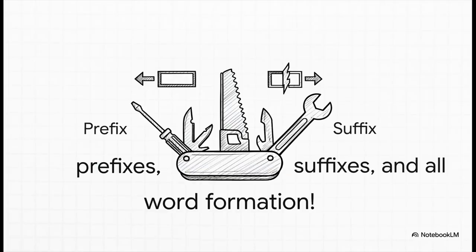And the best part is, this 4-step strategy is like your personal Swiss Army knife for English. It's not just for negative prefixes. This method works for everything. Suffixes, changing verbs to nouns, you name it. It's a universal tool you can keep using for your entire learning journey.